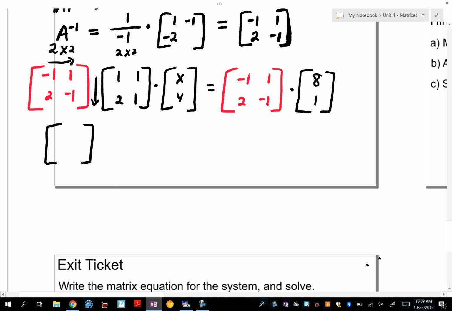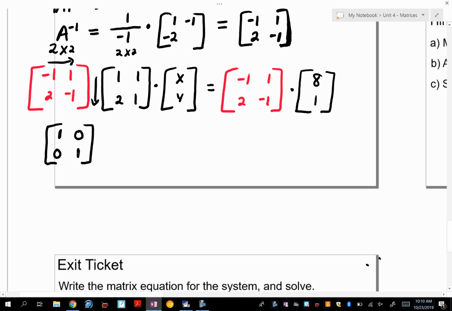-1 times 1 is -1. 1 times 2 is 2. -1 plus 2 is +1. Remember, you don't have to write this down. -1 times 1 is -1. 1 times 1, when you add those together, you get 0. Okay, keep going. 2 times 1, 2. -1 times 2, when you add those together, 0 again. 2 times 1, 2. -1 times 1, when you add those together, you get +1.